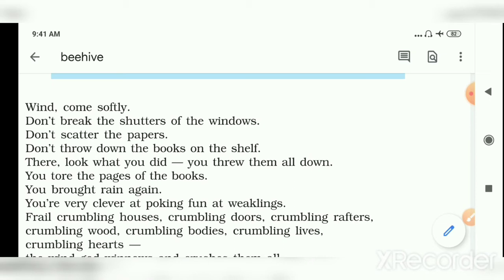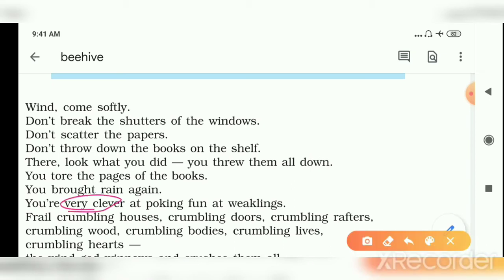You are very clever. You are so clever, so clever. Why is it so? You are poking. The word is used here. You are poking. Any time we are poking something, digging into something, or harassing someone, you are poking fun. You are getting fun with the weaklings. Those who are weak, this much of the word is what we need to understand. Weaklings, leave it. Those who are weak, from them you are getting your fun.